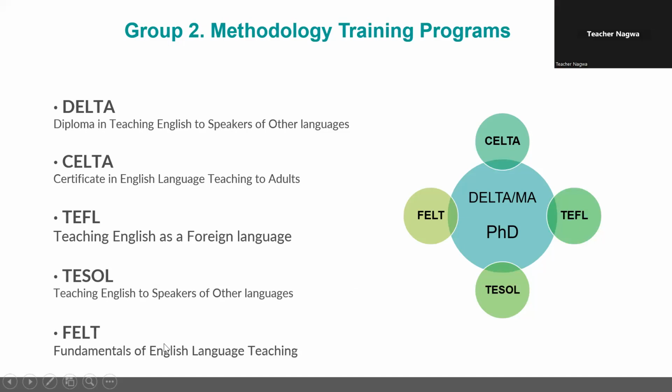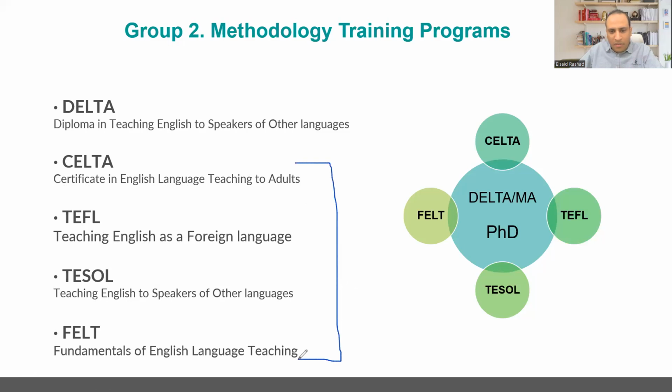Foundation of English Language Teaching. Yes, this is from the American University in Cairo. And all of them, if you ask me, are level 5 certificates. Okay? Level 5 certificates. This one is a level 7 diploma.